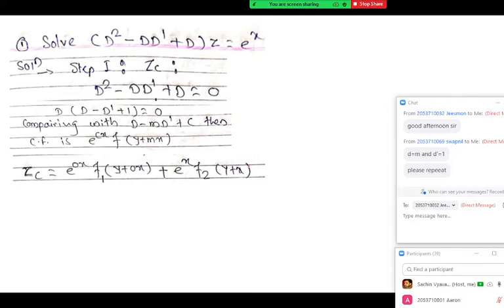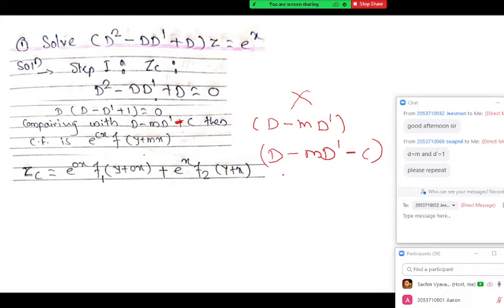Okay. So whenever we have to write a Zc, the first thing you have to do is factorize it. The factors will not necessarily come only in the form of D minus mD dash. That is only one form. The general form is D minus mD dash minus c. So this is the form, and here is a minus c. So that is the general form.